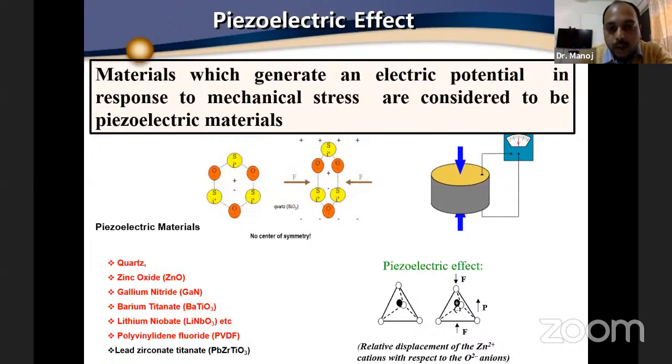There are two very beautiful examples of piezoelectric materials. One is a very common material like SiO2 quartz, and then zinc oxide. Various other perovskite materials are also available that are used for actuator and sensor applications. In zinc oxide, because of the relative displacement of the zinc cation with respect to the oxygen anion, it generates electric dipoles along the c-axis that is responsible for the piezoelectric behavior.